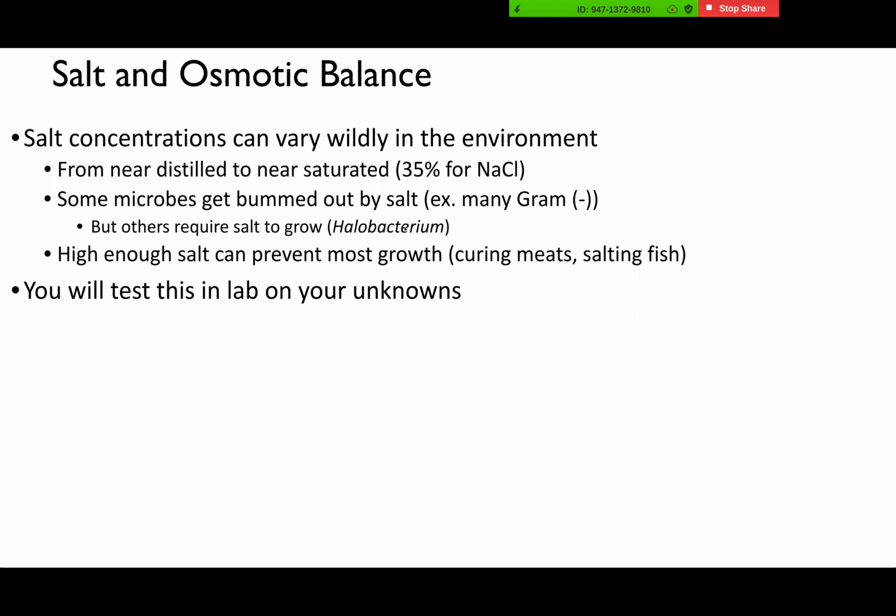But the reality is that some microbes really hate salt, and many of the organisms that hate salt are gram negatives. However, gram positive bacteria like high salt pretty well. There are also some organisms that actually really like salt. In fact, there's a group of bacteria called the halobacterium that actually require salt to physically grow. However, we have been using salt for years and years to cure our meats and fishes to actually prevent microbial growth.